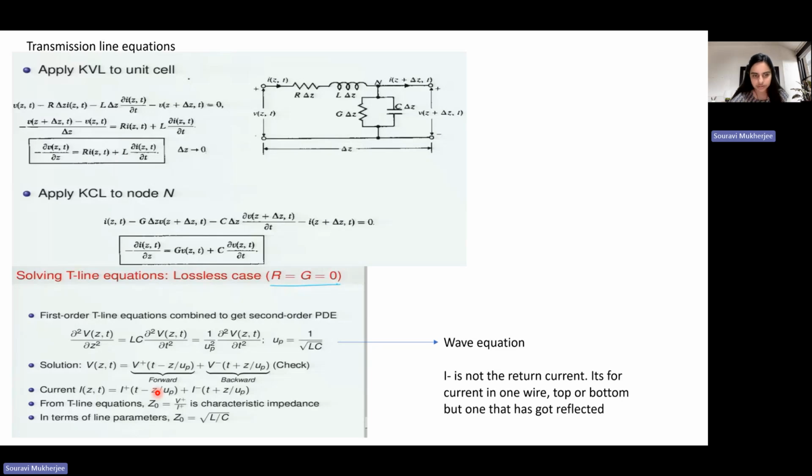And similarly, based on the impedance of your transmission line, if the impedance is Z naught, then you can define the current accordingly. Or if you know the current that is flowing, the ratio of the voltage to the current will give you the characteristic impedance of your transmission line. So in the lossless case, we saw that it is related to the square root of L by C. Now, there can be different conditions that can arise.